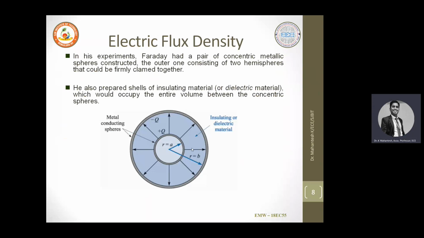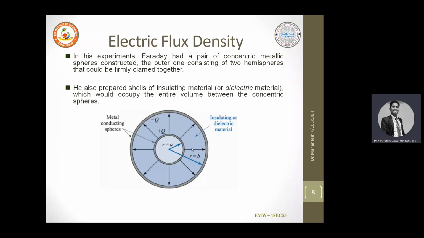Now we can obtain more quantitative information by considering an inner sphere of radius a and an outer sphere of radius b, with charges of plus Q and minus Q respectively. The paths of electric flux psi extending from the inner sphere to the outer sphere are indicated by symmetrically distributed streamlines drawn radially outwards from one sphere to the other.